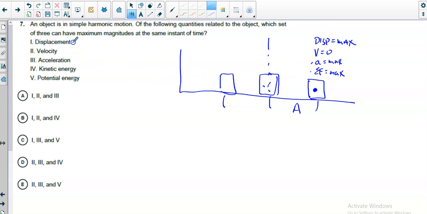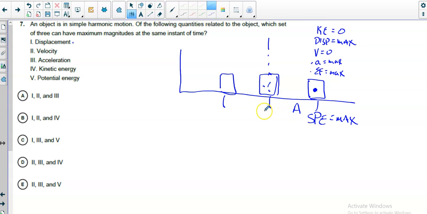Let's see what we have. All right, now we got kinetic energy. Now, kinetic energy here is 0, but potential energy, spring potential energy, is at a maximum. Your spring is as stretched as it's going to be, or compressed if you're over here. So this is true of the exterior part.